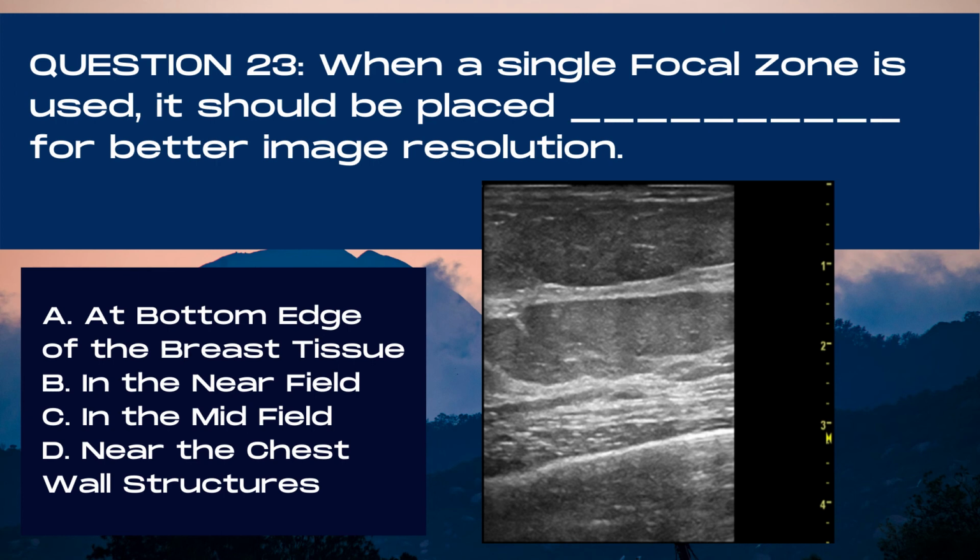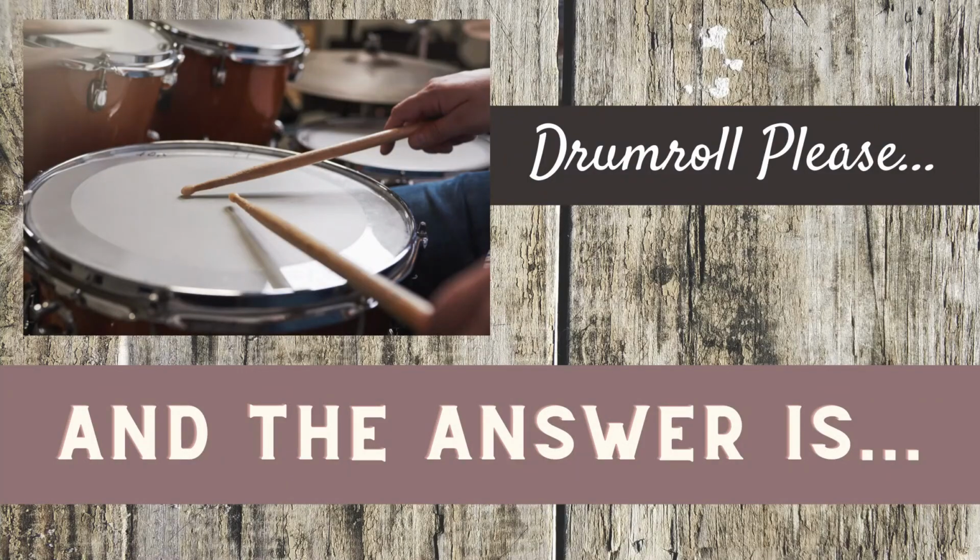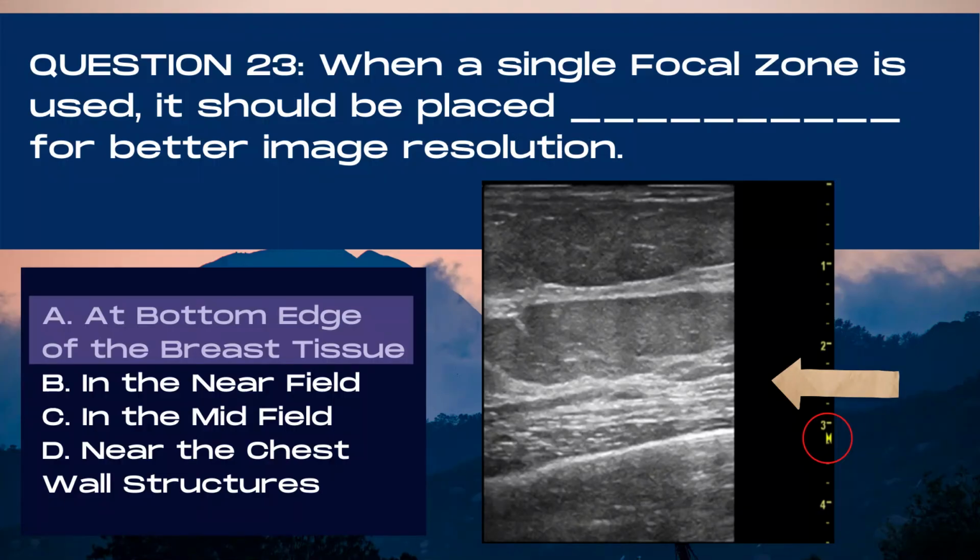A, at the bottom edge of the breast tissue. B, in the near field. C, in the midfield. Or D, near the chest wall structures. And the answer is A, at the bottom edge of the breast tissue.